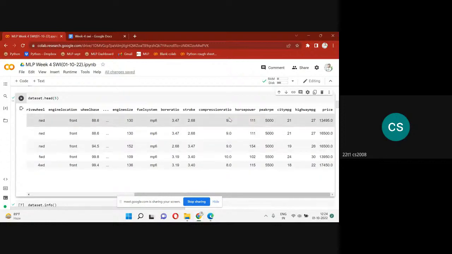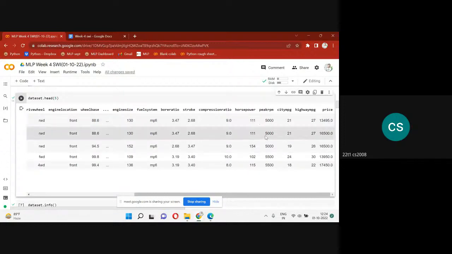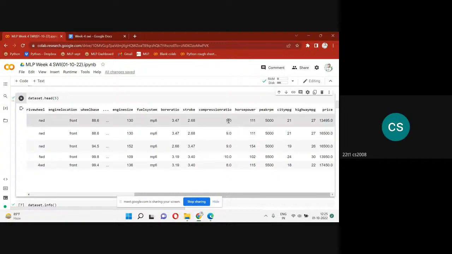So when you run your model on this, it will give a very high coefficient value to peak RPM, but the coefficient of compression ratio would be very small. If some other person wants to give it a try they can, otherwise I'll explain it using the points.